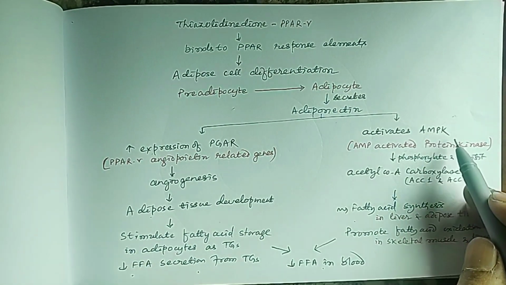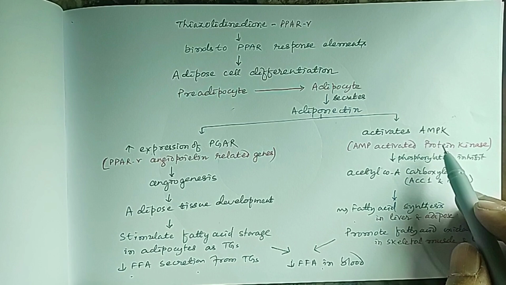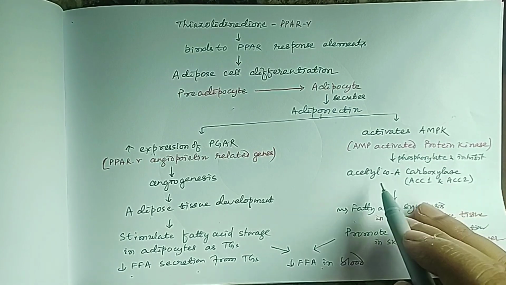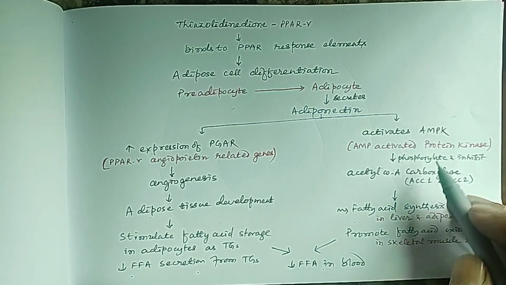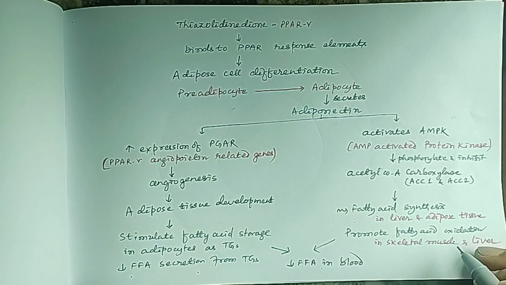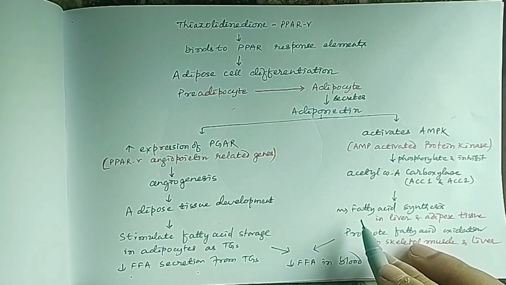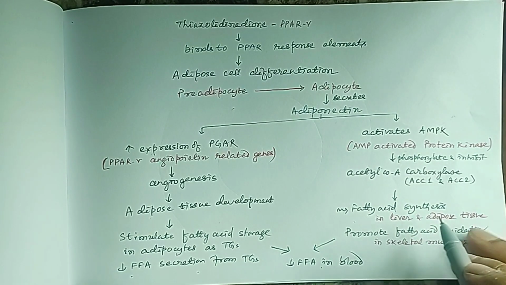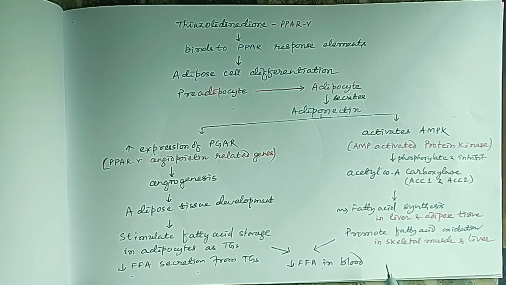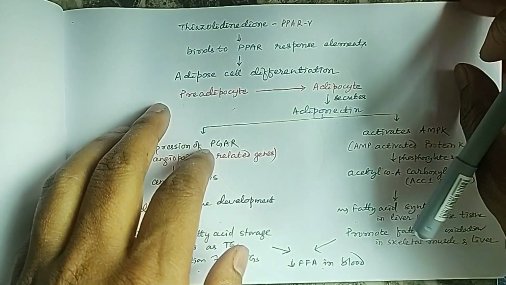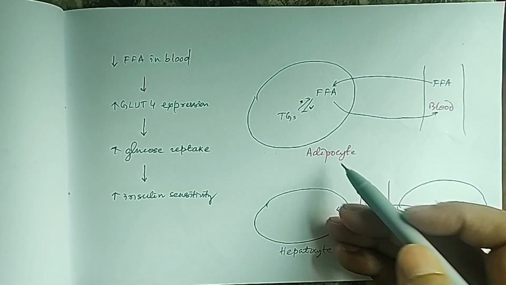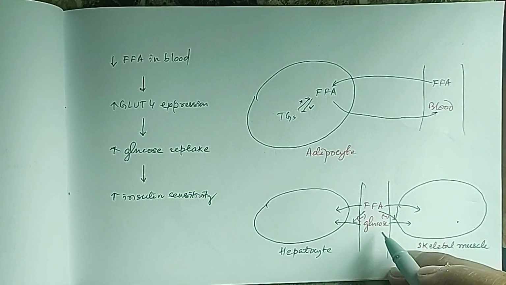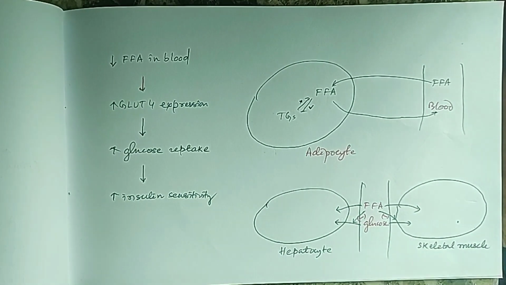And second thing, by activating AMPK, AMPK will phosphorylate ACC, acetyl coenzyme A carboxylase, which is a key enzyme in fatty acid synthesis and fatty acid beta oxidation. So by inhibiting ACC1 and ACC2, there will be inhibition of fatty acid synthesis in liver and adipose tissue, and promotion of fatty acid oxidation in skeletal muscle and liver. So all these actions will decrease free fatty acid in the blood, and free fatty acid actually competes with glucose for uptake into the hepatocytes and skeletal muscle.